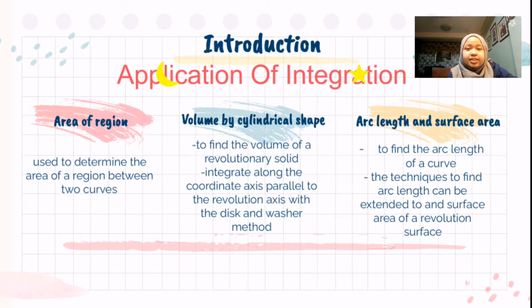Next, volume by cylindrical shell. The final method for finding the volume of a solid of revolution is discussed in this section. We may use this method on the same kinds of solids as the disk method or the washer method. Yet, we integrate along the coordinate axis parallel to the axis of revolution, unlike the disk and washer methods. The last one is arc length and surface area.